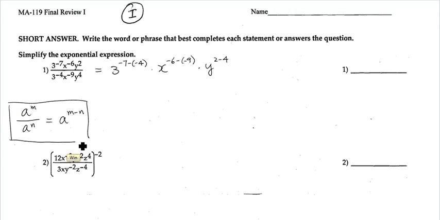So we have this. And then let's continue to simplify. 3 raised to the negative 7 minus negative 4, it will become 3 to the negative 3, and then times x to the negative 6 plus 9, that gives you x to the 3, times y to the negative 2. Can we leave the answer like that? No, because we have a negative exponent.